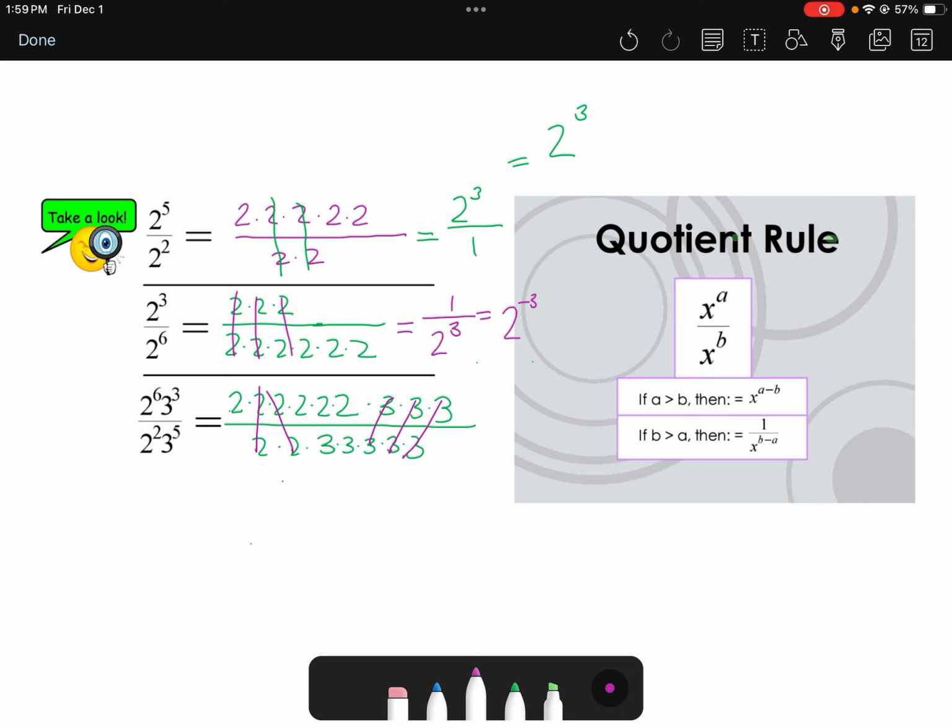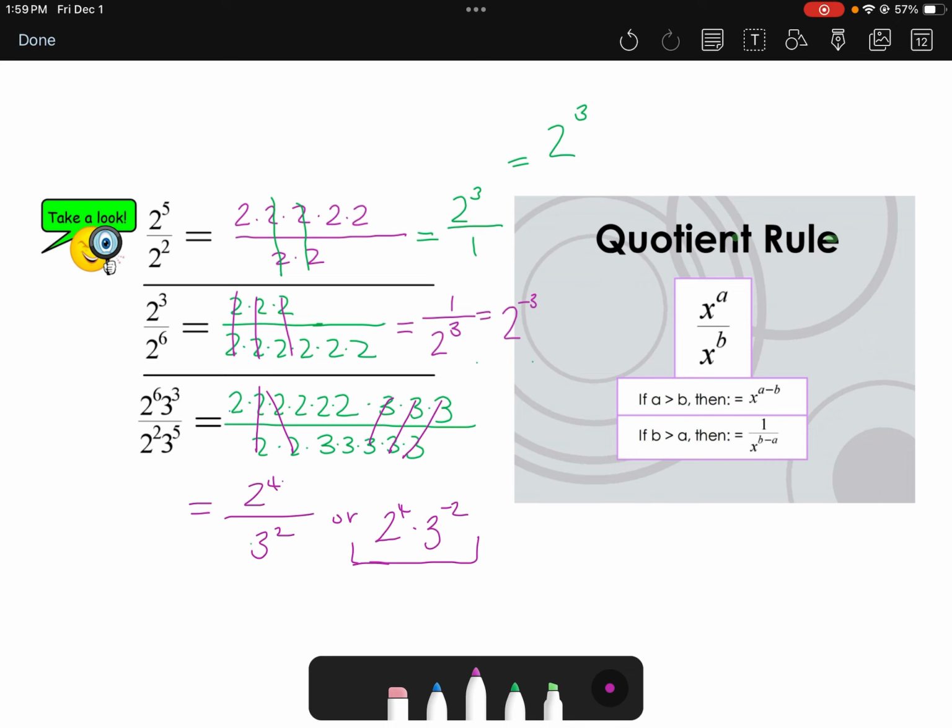So these cancel, those cancel. I have 1, 2, 3, 4 2's left on top. I don't have any 3's left on top, but I do have 2 left on the bottom. So that's 2 to the 4th over 3 squared. Again, I could also write that as 2 to the 4th times 3 to the negative 2, because I brought that 3 up. So let's look at that rule now.